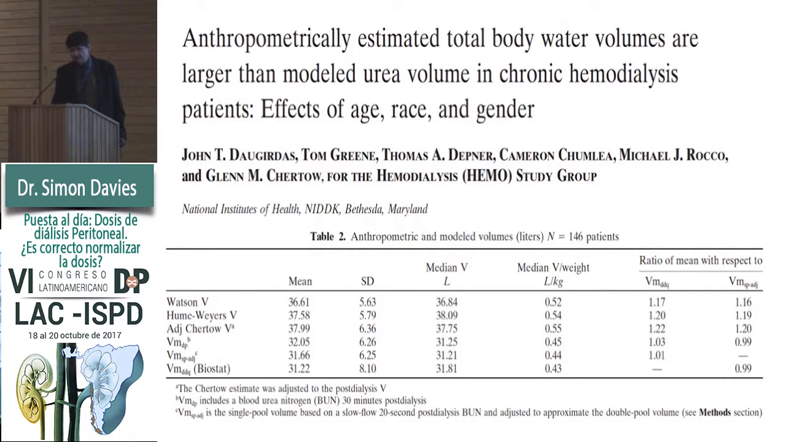There's one other problem which we should also consider might be important. This is data from the HEMO study, so this is in hemodialysis patients, where they used estimated body water volumes from equations to compare that to the model urea volume in dialysis patients. And you probably can't see this so well, but typically the equations are overestimating water compared to the urea volumes. It may be that total body water is a rather imprecise measure of the volume of distribution of urea.